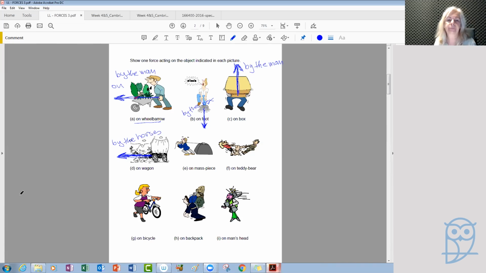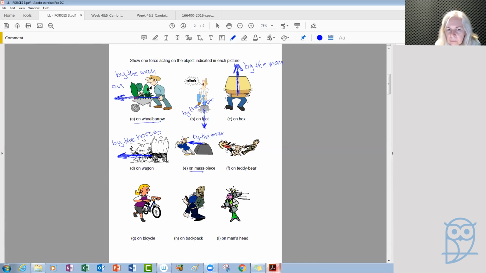on the wagon. And here on the masspiece, well, this guy is pulling this masspiece with a string, with a rope. Here is the force acting on the masspiece because it is being pulled by the rope. This is the force. And we can say that this force is exerted by the man on the masspiece.